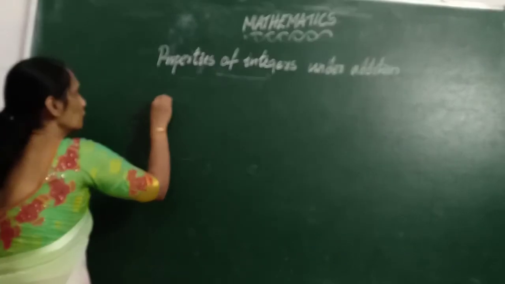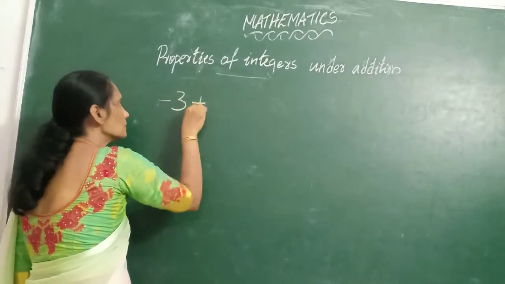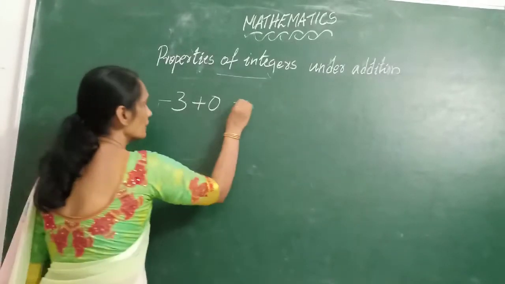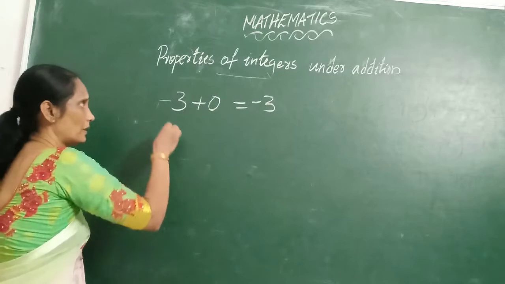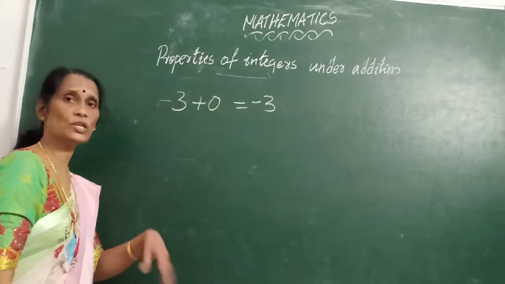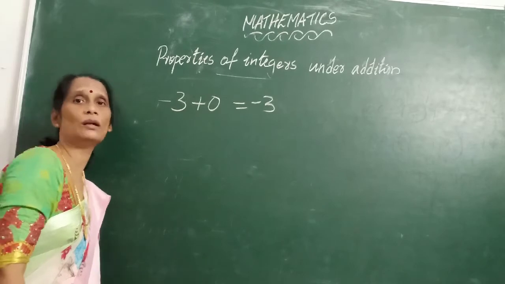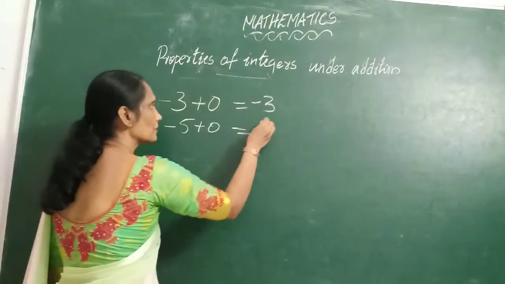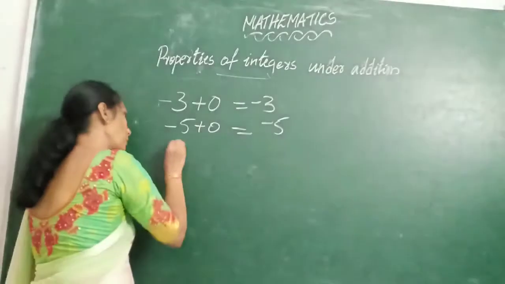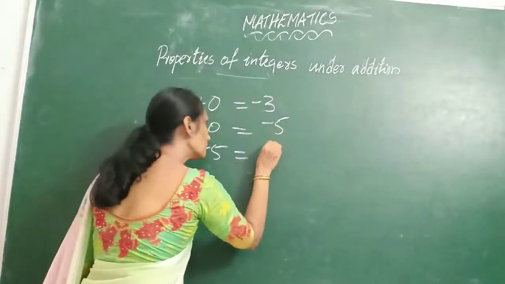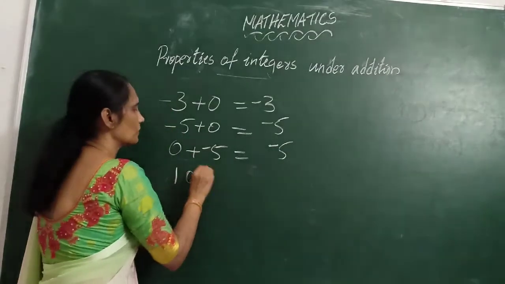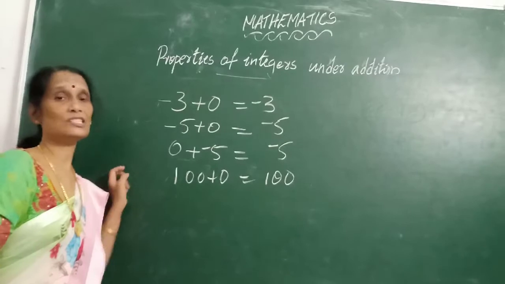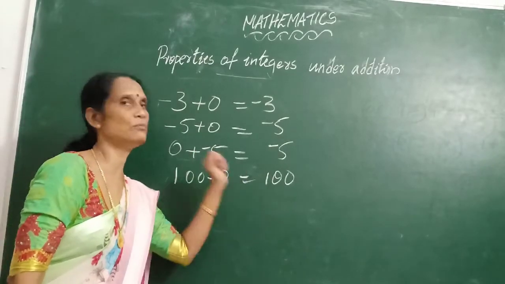Okay, what do you get if you add 0 to any integer? Minus 3 plus 0, we get minus 3. Okay, whole numbers also same only, no? When we add 0 to the whole number, we will get the whole number itself. So, integers also. Minus 5 plus 0 equal to minus 5. Or 0 plus minus 5 equal to minus 5. 100 plus 0 equal to 100. Whatever be the number, when we are adding 0 to it, we will get the same number.